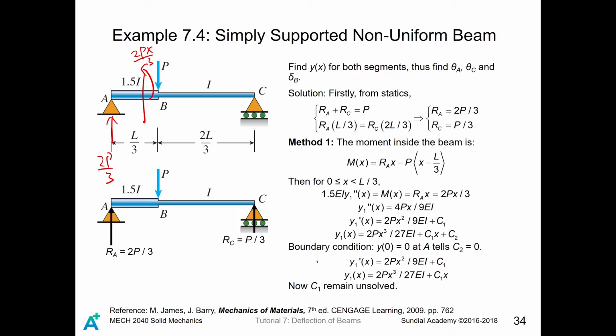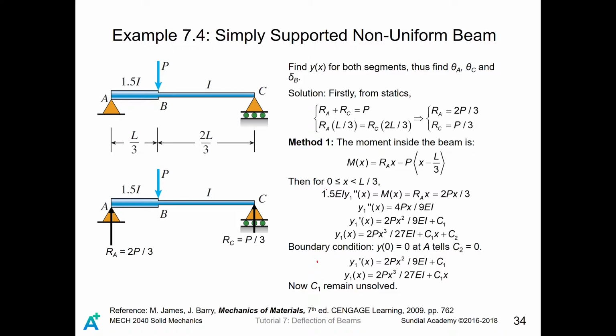Then for the segment after the presence of P, we will have a counterclockwise moment, which means we have to subtract it. It is P times x minus L over 3. But it only occurs after L divided by 3, so we change the round bracket to the corner bracket. But anyway, the things are similar to our previous example. This is how we use the singularity function.